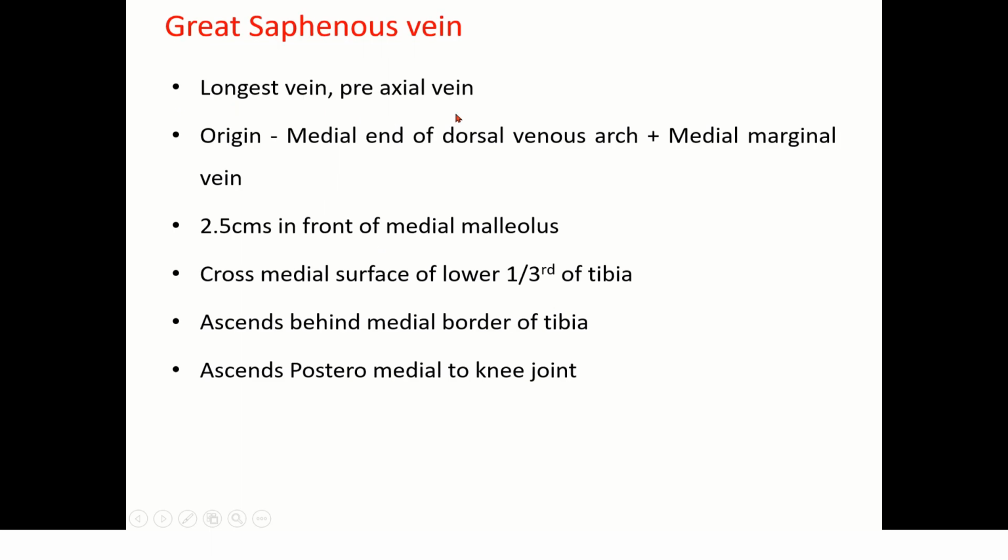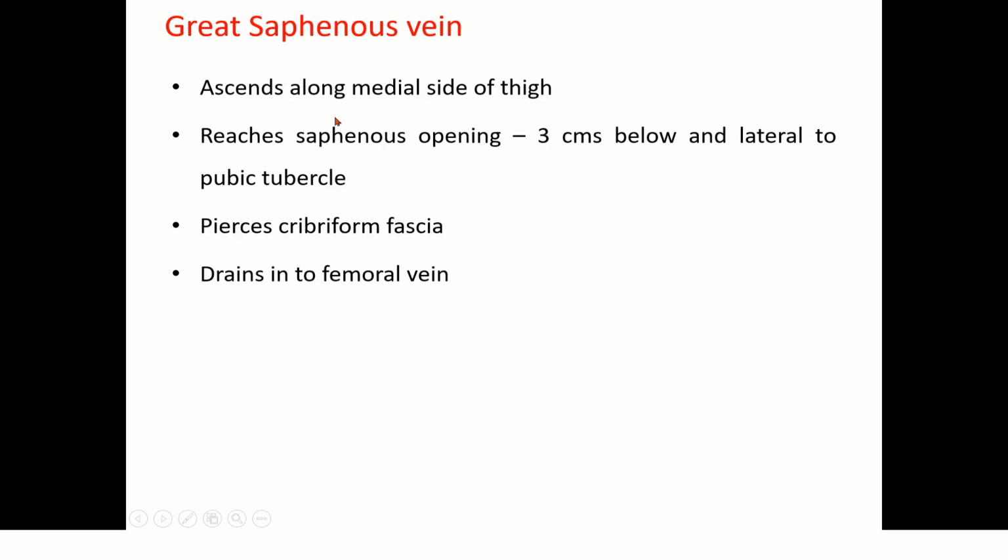The great saphenous vein is the longest vein and it is the preaxial vein. It begins as a continuation of the medial end of the dorsal venous arch, and it is also supplemented by the medial marginal vein. It lies 2.5 centimeters in front of the medial malleolus. Then it crosses the medial surface of the lower one third of the tibia, ascends behind the medial border of the tibia, then ascends posteromedial to the knee joint, a hand's breadth behind the patella, then ascends along the medial side of the thigh, reaches the saphenous opening 3 centimeters below and lateral to the pubic tubercle, pierces the cribriform fascia, and drains into the femoral vein.